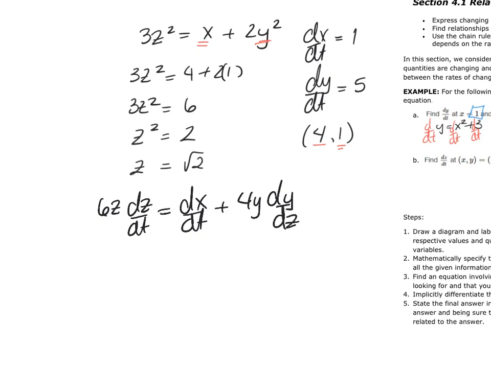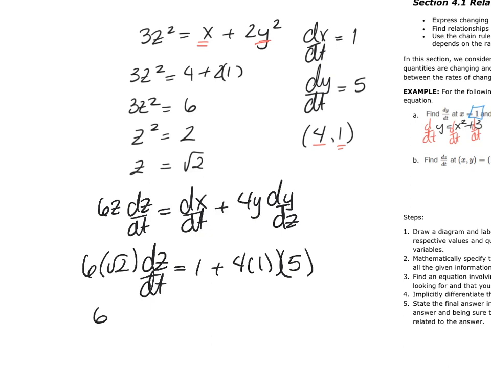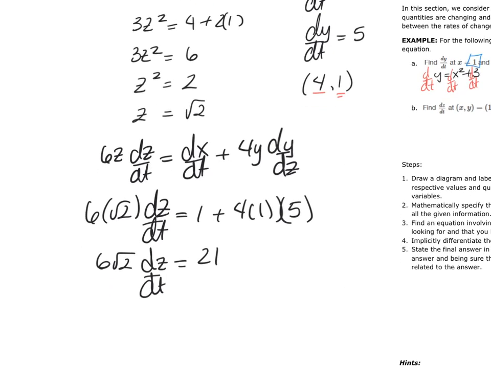Okay, now what? And we plug in the values. I plug in the values. I don't take the time to find dz/dt in terms of everything else. I'm just going to plug the values in right now because I'm less likely to make mistakes if I see the numbers. So I'm going to replace z with the square root of 2, dz/dt. dx/dt is what? 1. What was y? 1. What was dy/dt? 5. Okay, so I have 6 the square root of 2 dz/dt. What is the other side of the equal sign add up to? Now what?